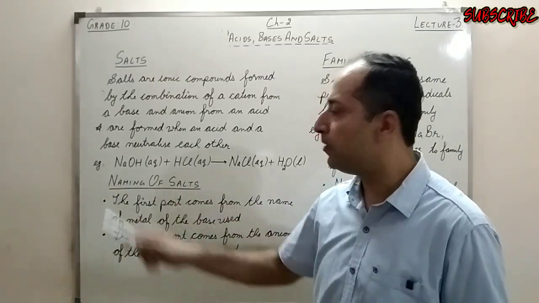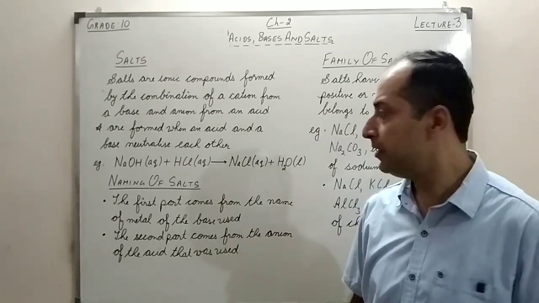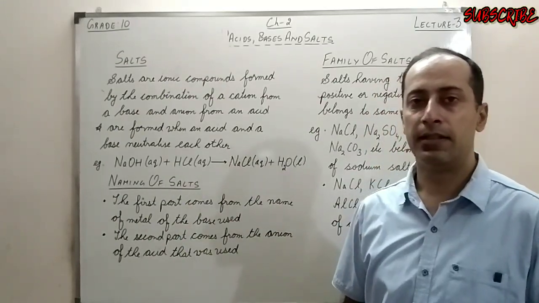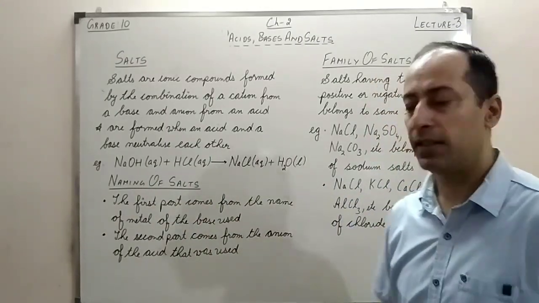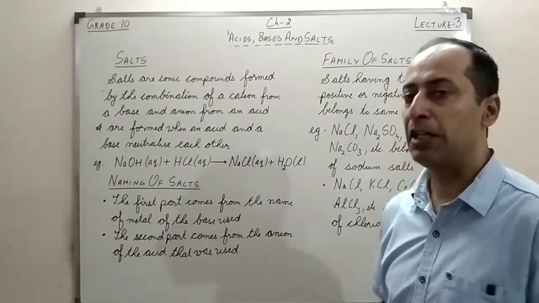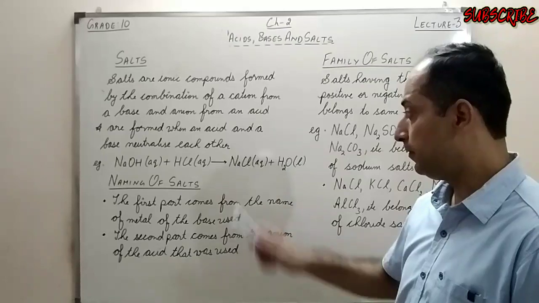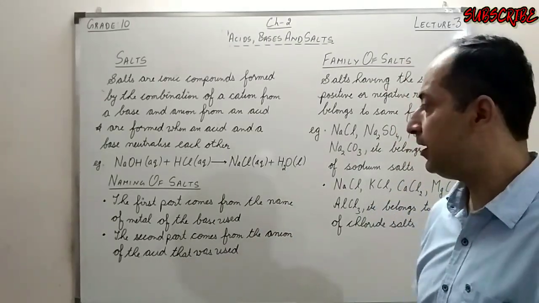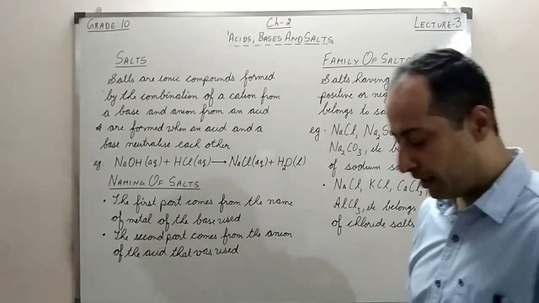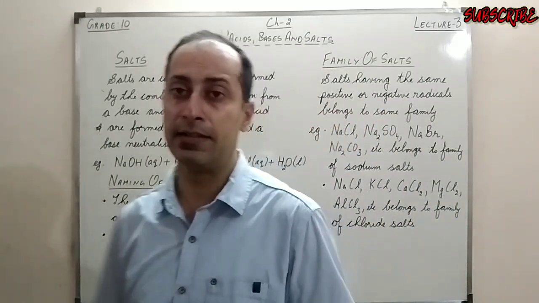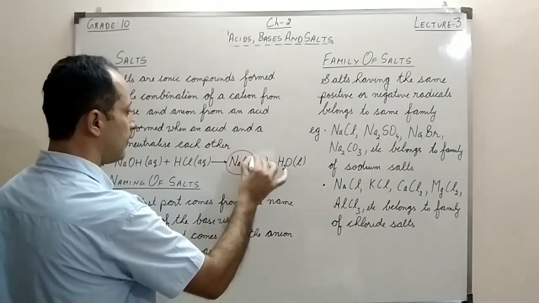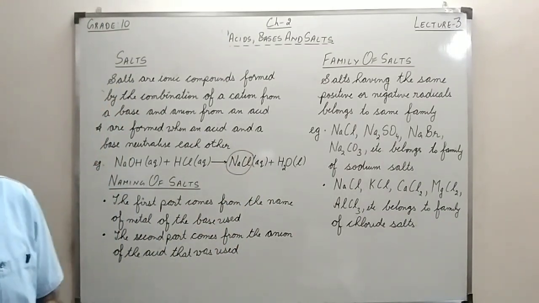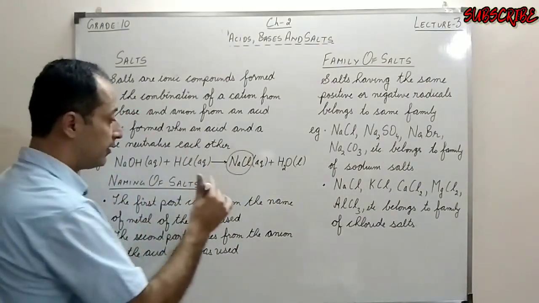You can see NaOH, that's the base, sodium hydroxide, plus HCl, an acid, hydrochloric acid. They both react with each other, and they form two neutral substances. One is NaCl, that is sodium chloride, and the other is water. When we talk about NaCl, this is the most common salt which we use. NaCl is the most common salt, that is why it is also called common salt.